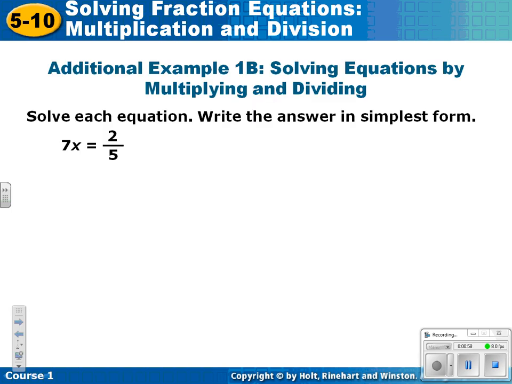So, we have a problem that looks like this. Solve each equation. Write the answer in simplest form. What are my two rules of algebra? Rule number one is what? Find out what's happening to the variable. And rule number two? Oh yeah, do it to both sides. Part of rule number one is also find out what's happening to the variable and do the opposite of that. And rule number two is do it to both sides of this equal sign. Remember, this equal sign is a teeter-totter. Whatever you do to one, you have to do the other.